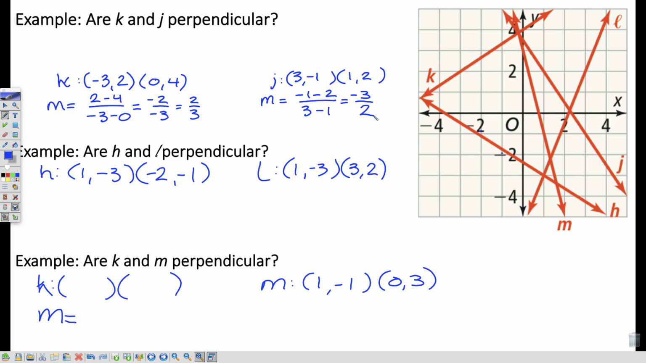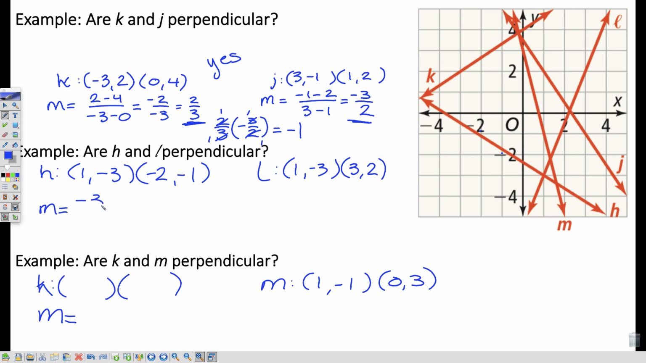Now, if they're perpendicular, their slopes have to equal what when I'm multiplying? Negative 1. They have to be negative reciprocals, yes? So if I take 2/3 times -3/2, my 3's reduce to 1s, my 2's reduce to 1s, and I'm left with -1. So are they perpendicular? Yes. Do you see that that's a negative reciprocal of each other? Okay, so H, we're hoping it works out because we just had to pick, right?